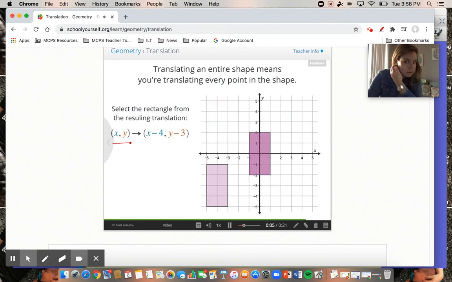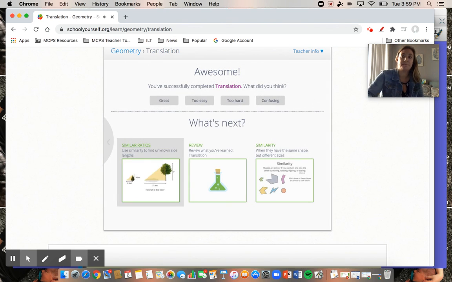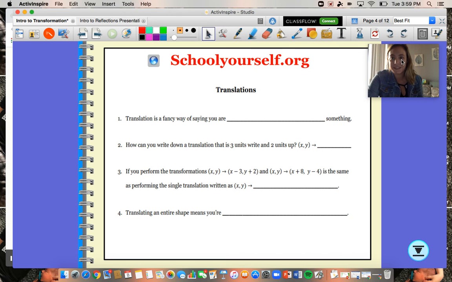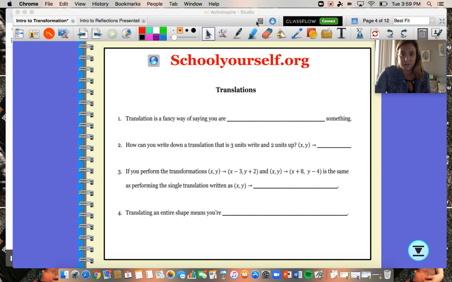Amazing. And you can check that by applying this translation to any point of the original rectangle, like the vertex in the upper right. If you subtract 4 from the x-coordinate and you subtract 3 from the y-coordinate, then sure enough, you have the upper right vertex of the translated rectangle. Okay. Isn't that awesome? So if you printed this out, there's a capture sheet that goes along with this.